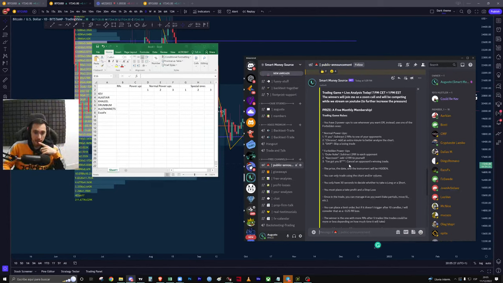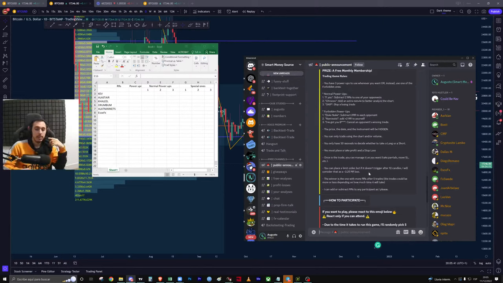On top of that, you can only use the chart and volume if you want. You must place a take profit and a stop loss. Once the trade is open, you can manage it as long as you want, as much as you want. If you decide to place a limit order, like a buy limit or sell limit, and it is not triggered after 10 candles, then you lose 0.25 RRs, okay?